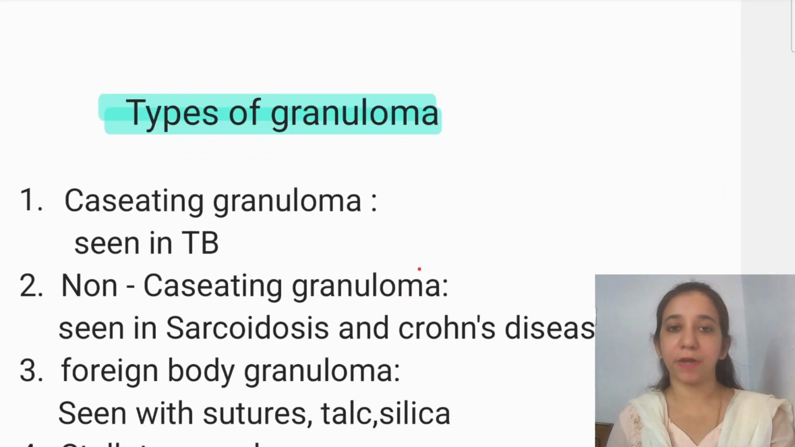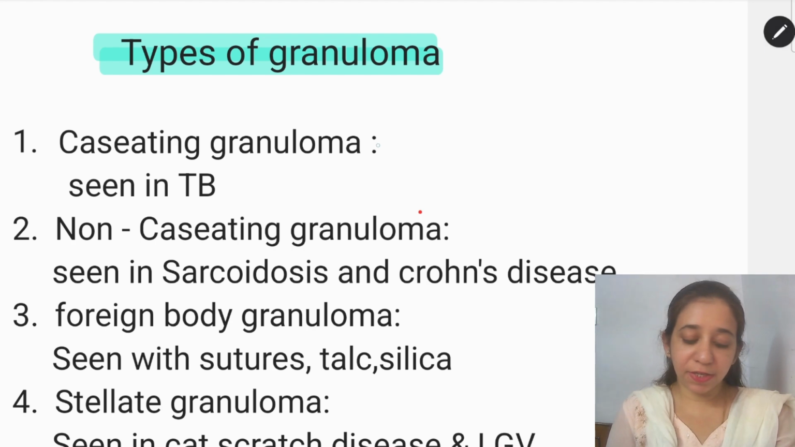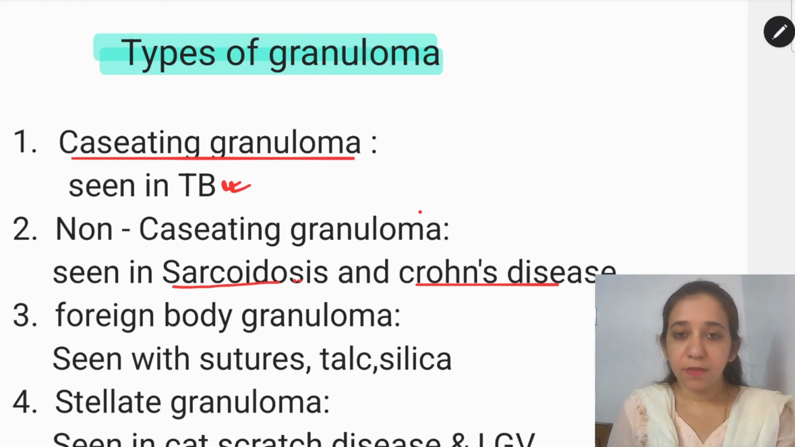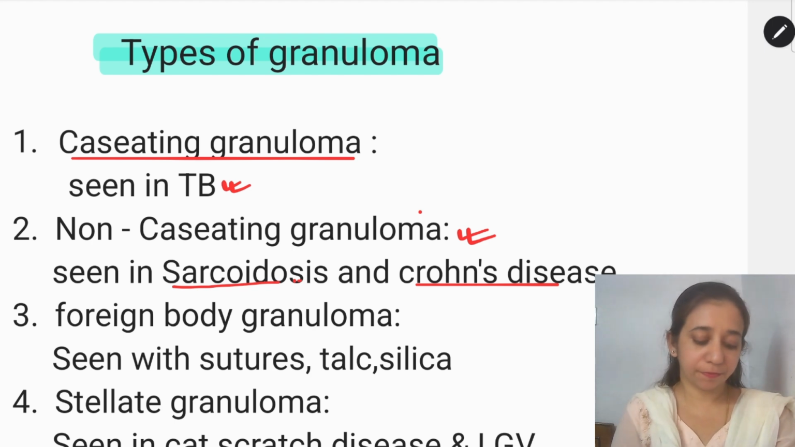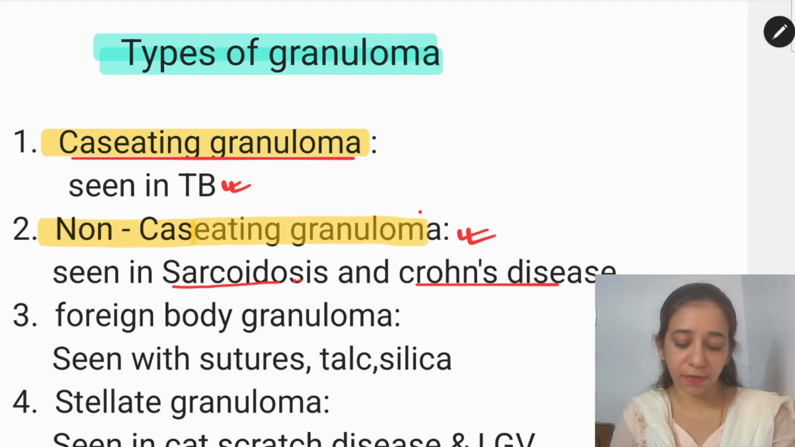Now what are the types of granuloma? Number one is the caseating granuloma, which is seen in case of tuberculosis. This is very important. In case of TB, we see caseating granuloma. In case of sarcoidosis and Crohn's disease, we can see non-caseating granuloma. This is the non-caseating granuloma. This one is caseating granuloma and non-caseating granuloma.